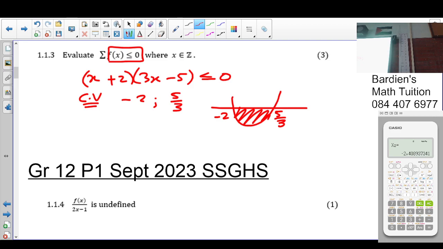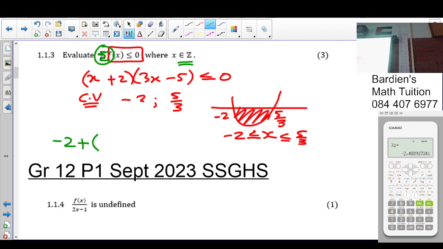Okay. Now coming back to the question, it says, what is the sum of, where x is an element of integers? What are integers? Positive and negative whole numbers. So, can I consider the minus 2? Remember, the solution on this should be x is greater than or equal to negative 2 or less than or equal to 5 over 3. Can I consider negative 2 here as a solution? Yes, plus. Why am I adding? Because of the sum of.